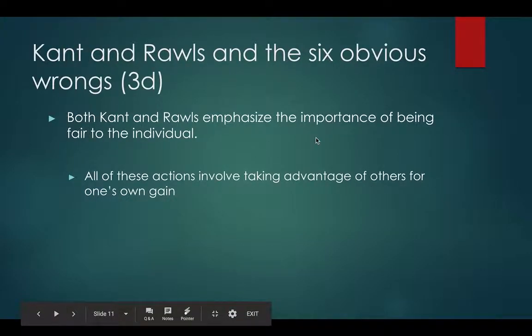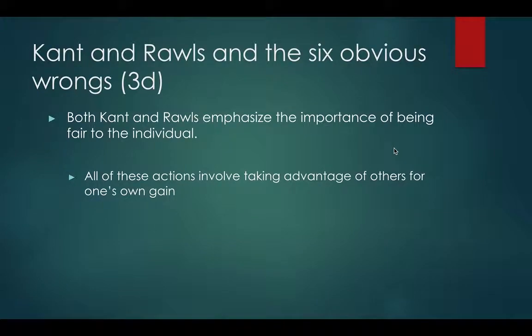Let me go back. All right, now, Immanuel Kant and John Rawls, and once again, we'll investigate these thinkers in depth throughout the semester. They emphasize the importance of being fair to the individual, respecting her rights, not violating her freedom or autonomy. And this also accounts for the data. All of these actions involve taking advantage of others for one's own gain, ignoring their well-being, being unfair to them, violating rights, and that's the Kantian Rawlsian tradition.